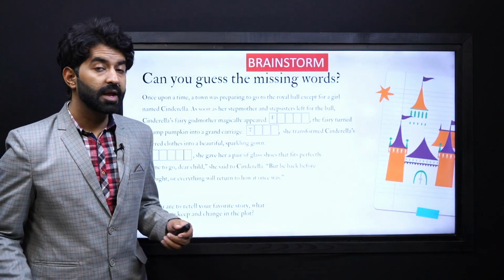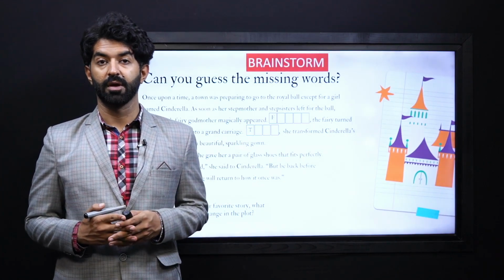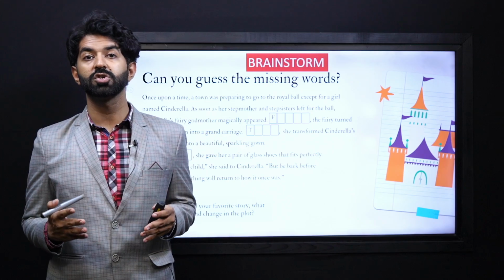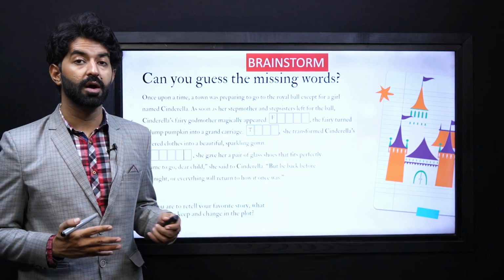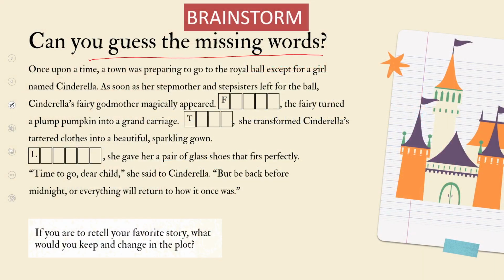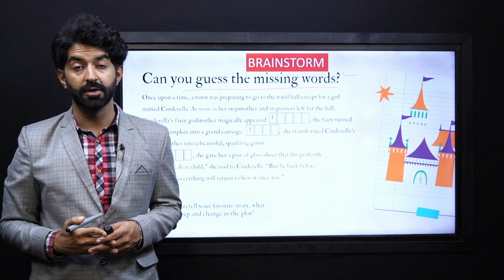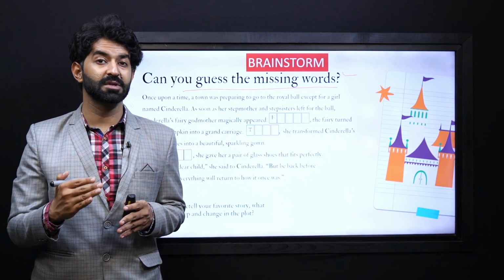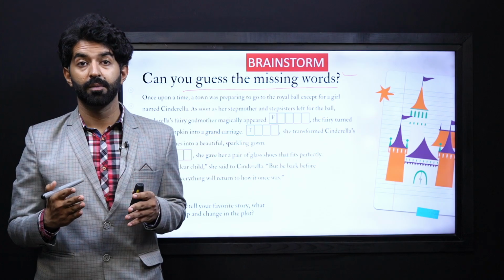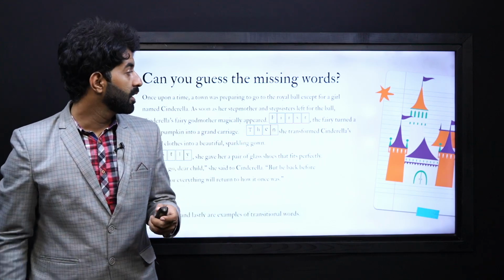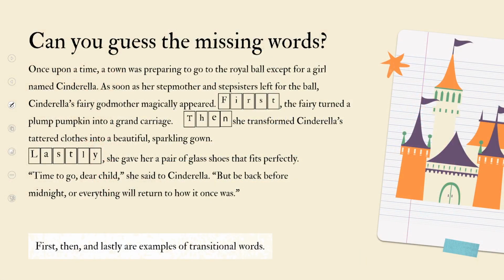Now, let's talk about our very quick brainstorming activity. Since we are talking about transitional devices, they include transitional words. So here before you is a passage. Now you have to guess the missing words, and the first letter is given as a hint. So can you pause the video, read this passage and see what missing word is going to be put in the right place. Now, good. Here is the answer. So let's go through it.